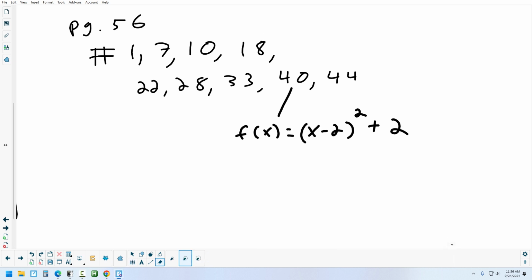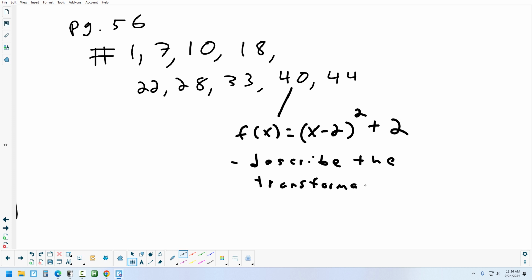Okay, so on number 40, just make sure you use the problem that I'm giving you, which is a little different than the way they wrote it in the book, because we didn't talk about the way they wrote it in the book. But use that problem and then do what they're asking you to. In fact, I'll write down what the directions are. Just describe the transformations for number 40.